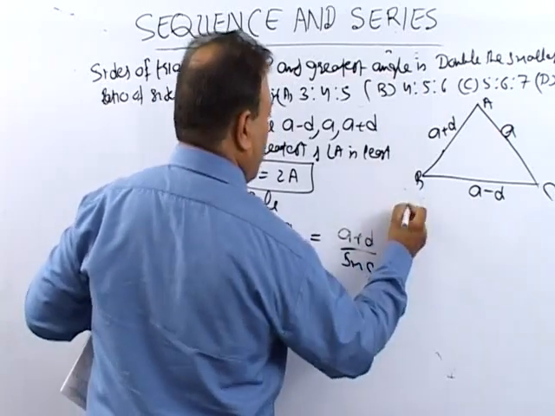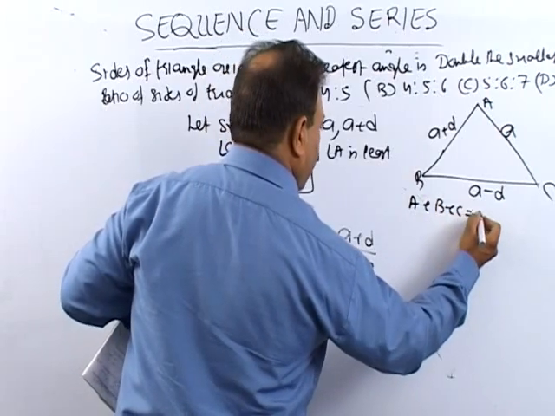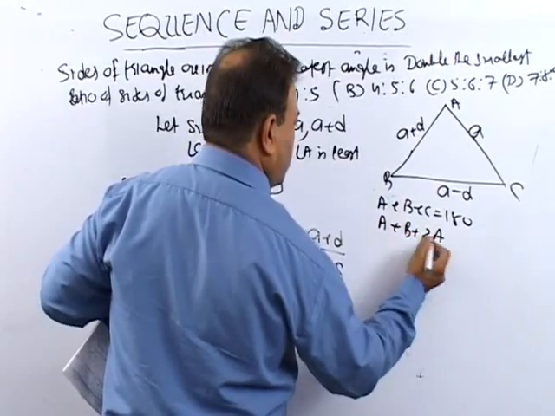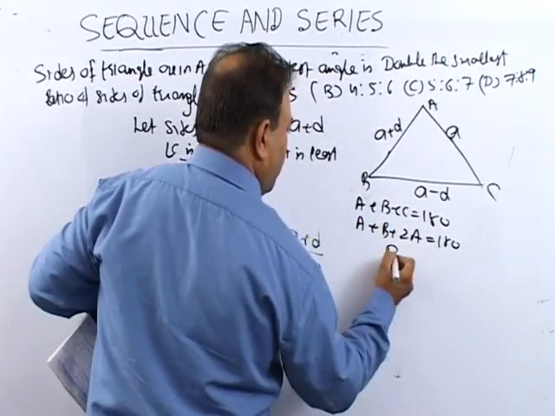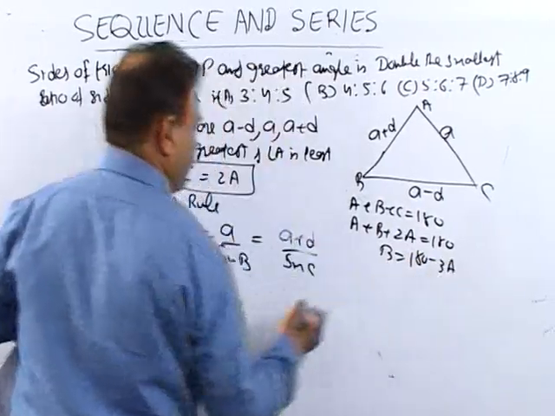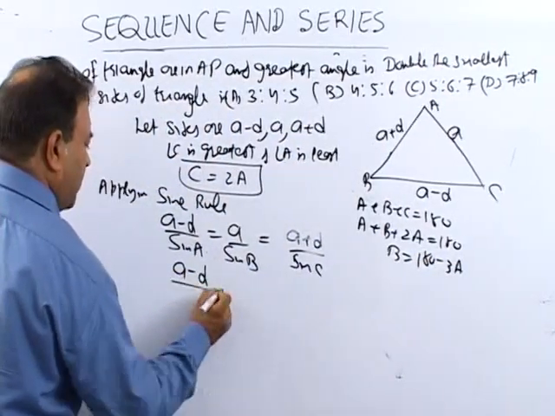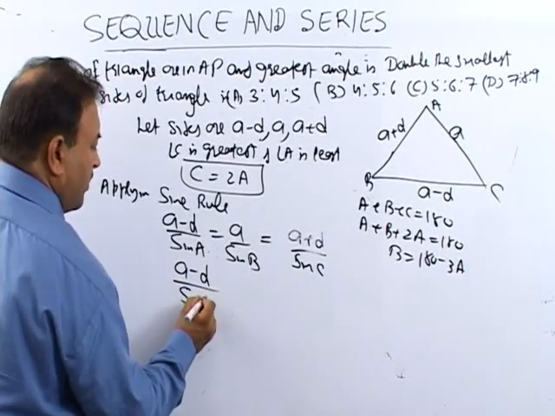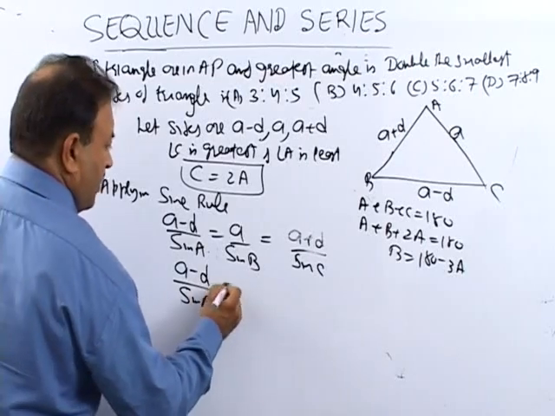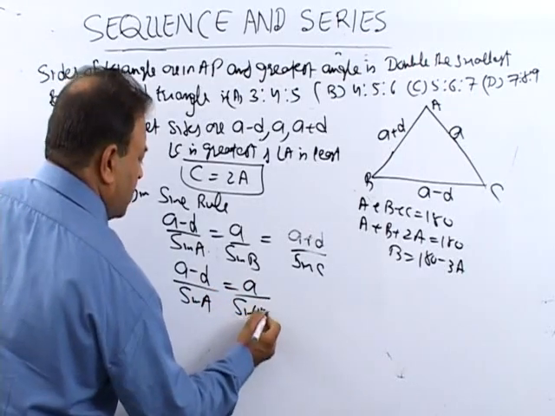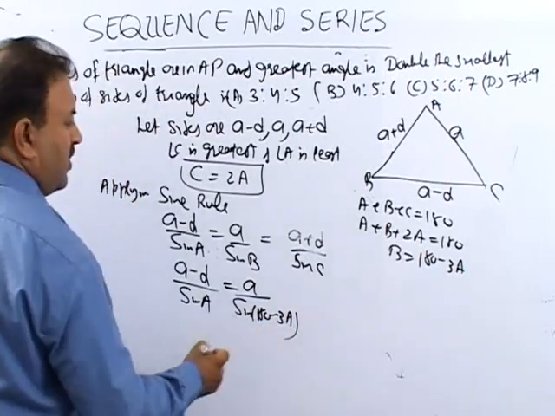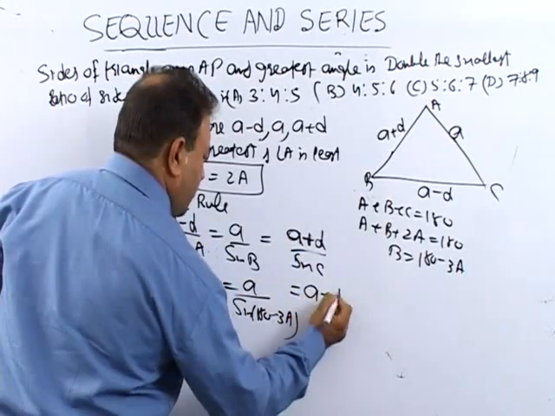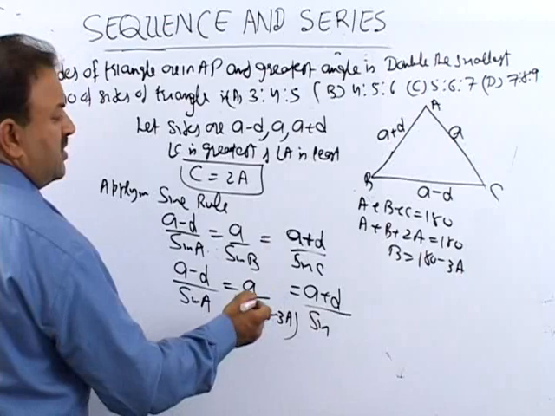We have C is equal to 2A, and A plus B plus C is equal to 180. So A plus B plus 2A is 180, and B can be written as 180 minus 3A. Now I can write a minus d upon sine A, equals a upon sine B, that is sine of 180 minus 3A, equals a plus d upon sine C, and C is 2A.